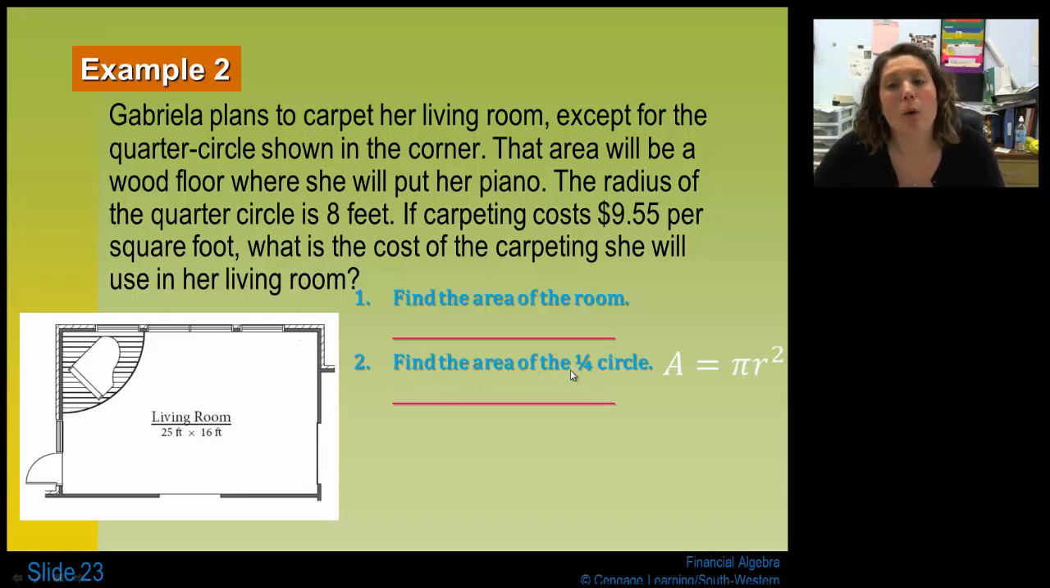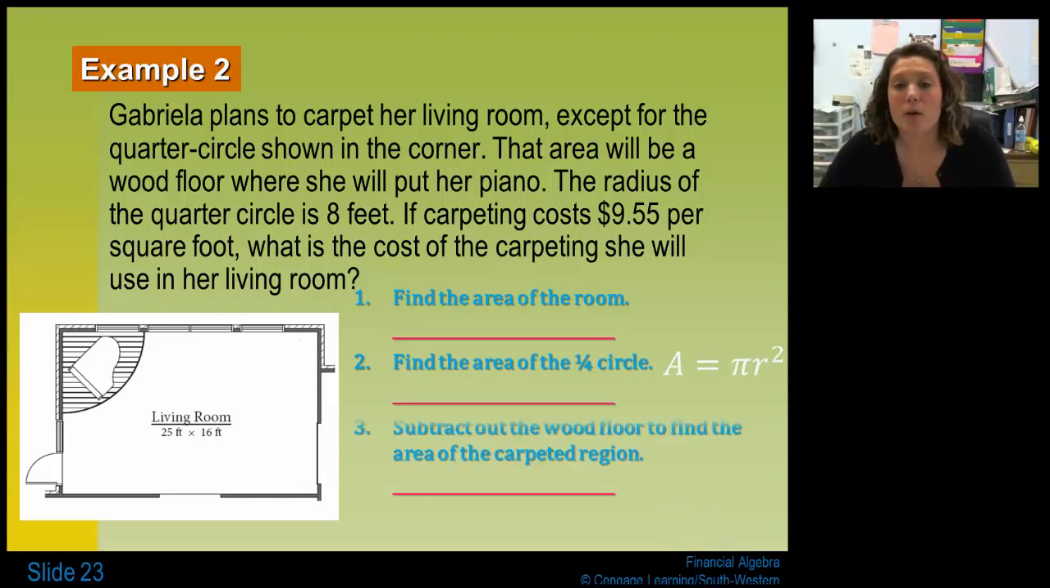Next, we need to find the area of the 1/4 circle. Here's your formula for area of a circle, pi r squared, but we only have 1/4 of it. So I have to take my area here and divide it by 4 or multiply it by 1/4. So when I take pi times 8 squared, I end up with 64 pi, and then take a quarter of that, so 64 divided by 4, and then multiply that by pi, please. Go ahead and finish this piece here. You should end up with 50.24, okay?